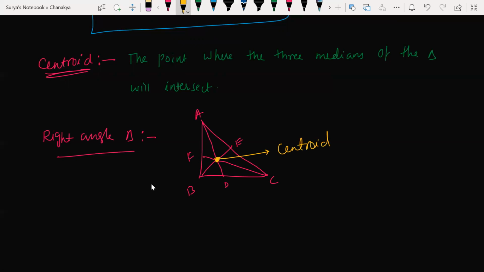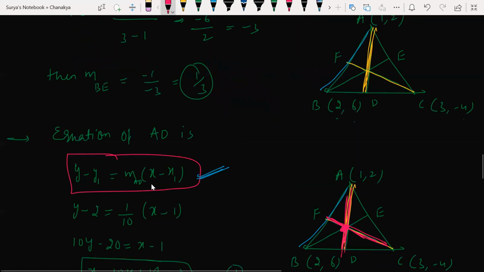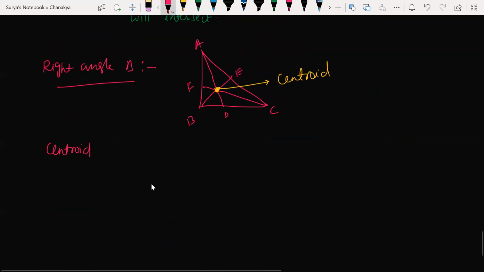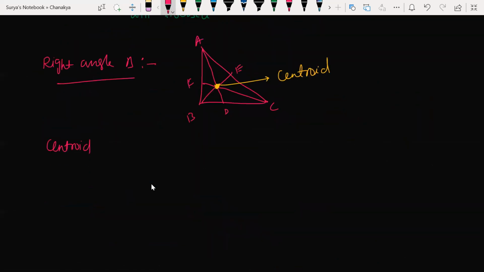Sir, for the orthocenter also it is like that only, no? No, that is different. In the orthocenter, what we call is the point of intersection of all the perpendiculars. Here, that is different. Here we say the point of intersection of all the medians.